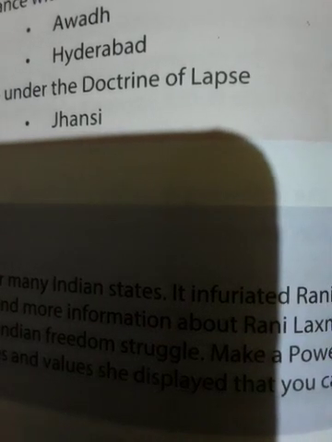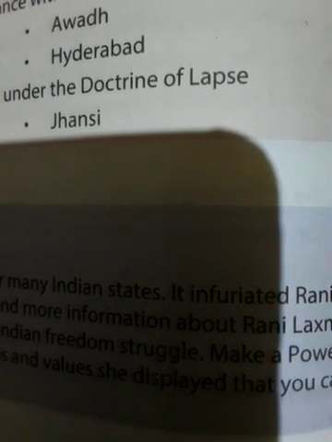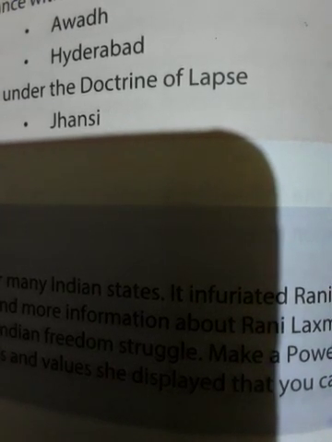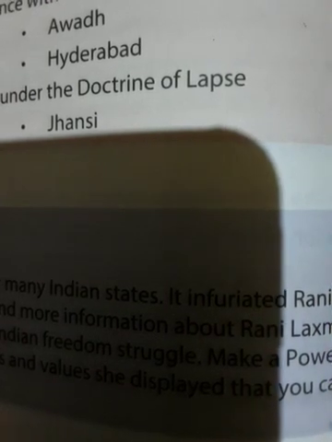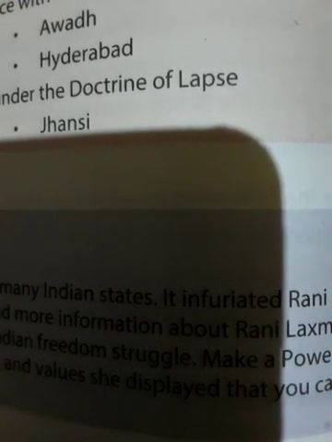The company fixed the land revenue at a very high rate and insisted on cash payment. The farmers were compelled to grow cash crops like sugarcane, cotton and indigo.